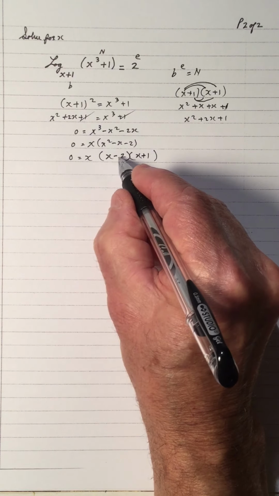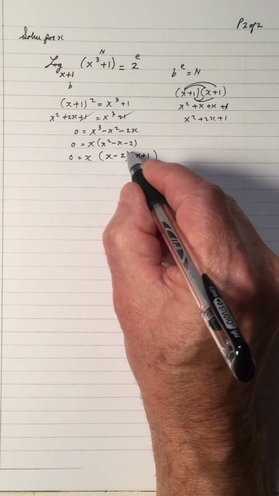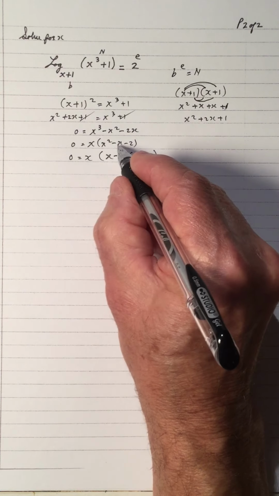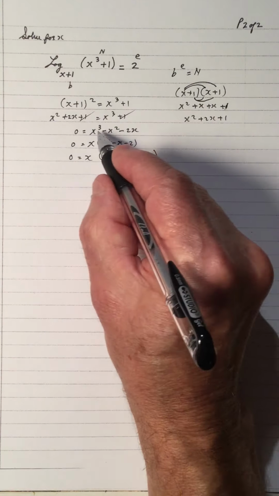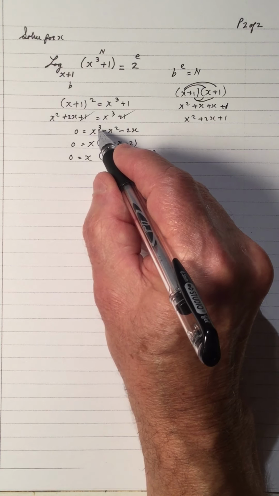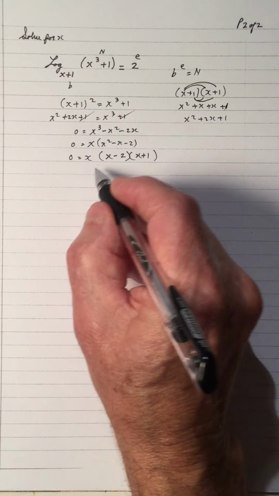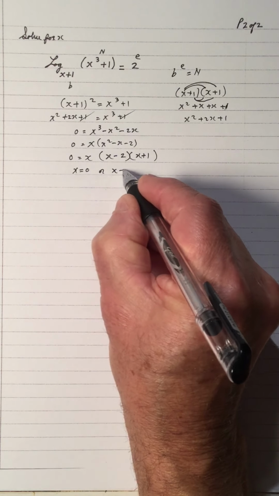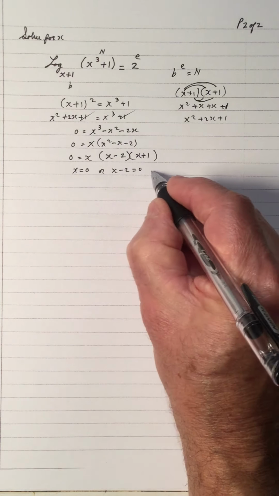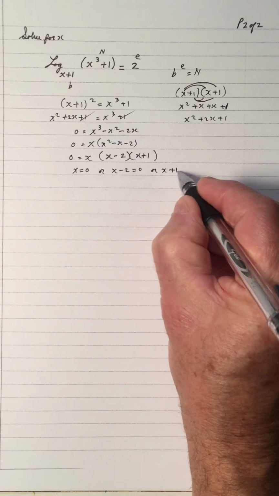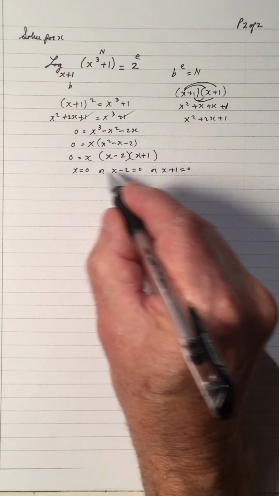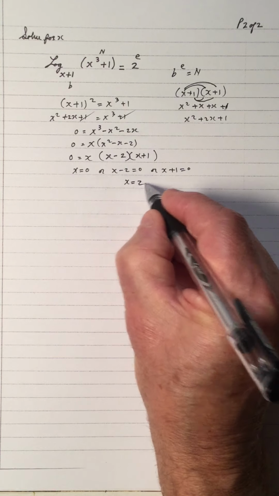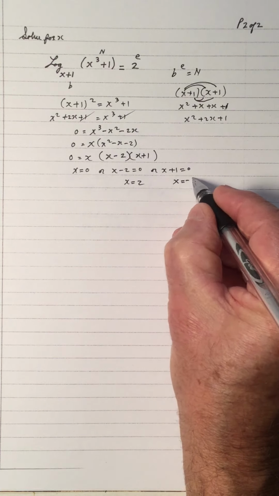Just check. Multiply negative 2 by 1, negative 2. Add negative 2 and 1, we get negative 1. Notice we have an x cubed. An x cubed means we have 3 factors. So one factor is x equals 0. The other factor is x minus 2 equals 0. And the other factor is x plus 1 equals 0. So we got a 0, right here we got a 2, right here we got negative 1.